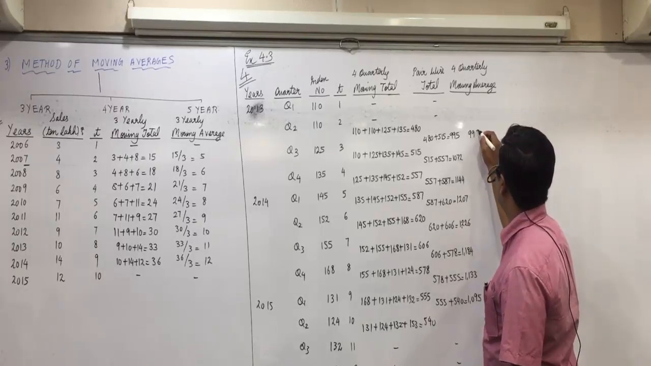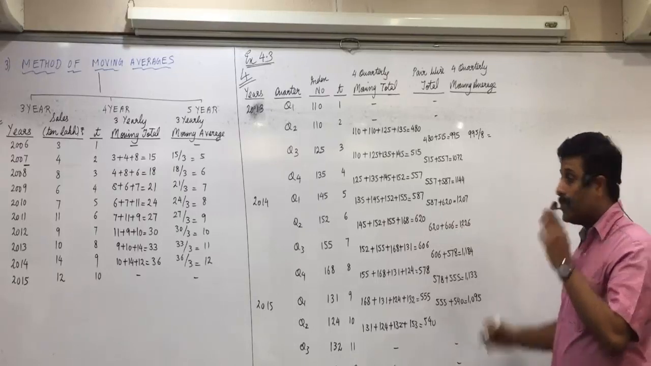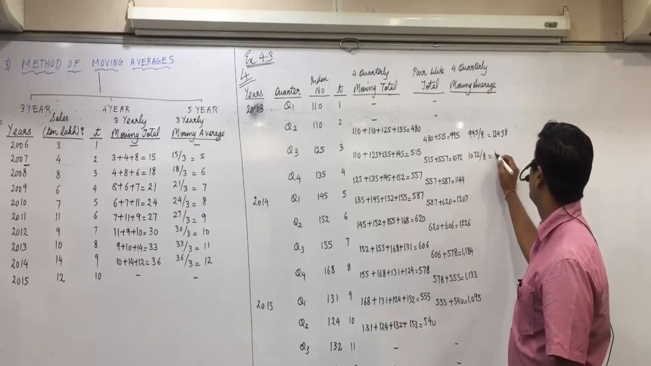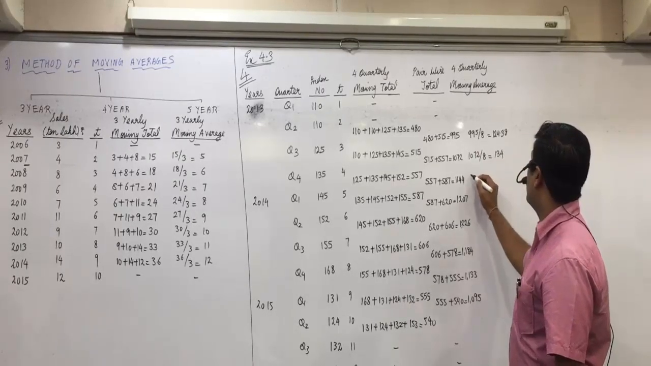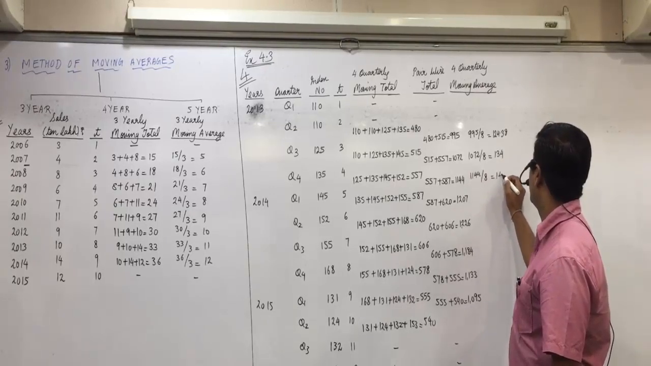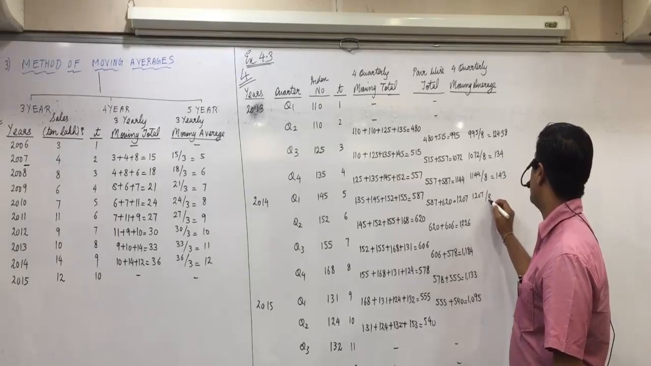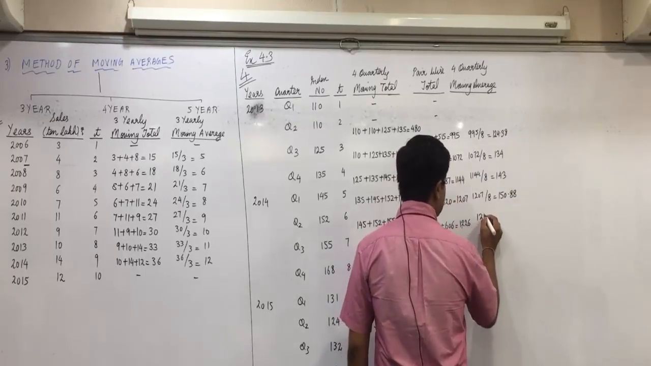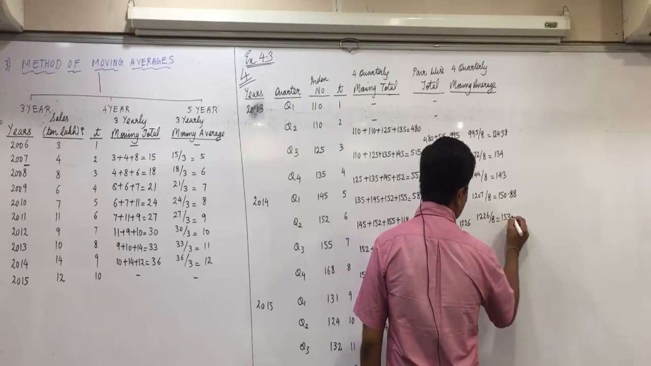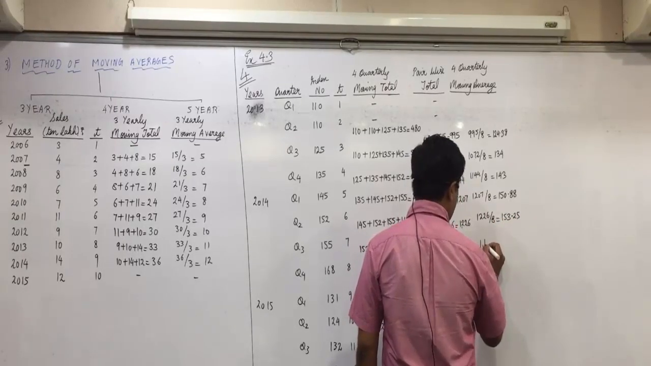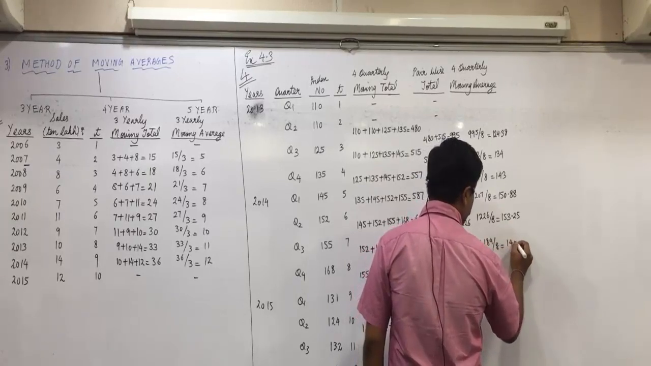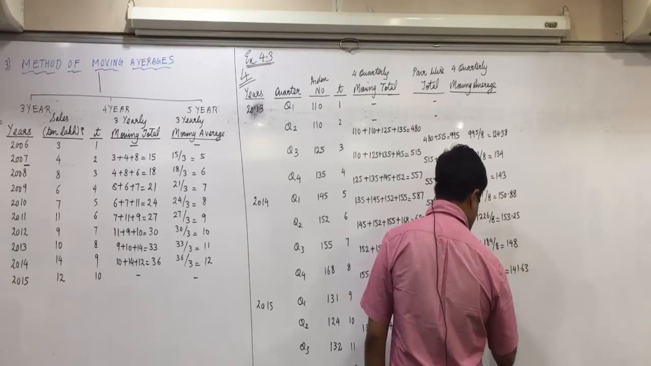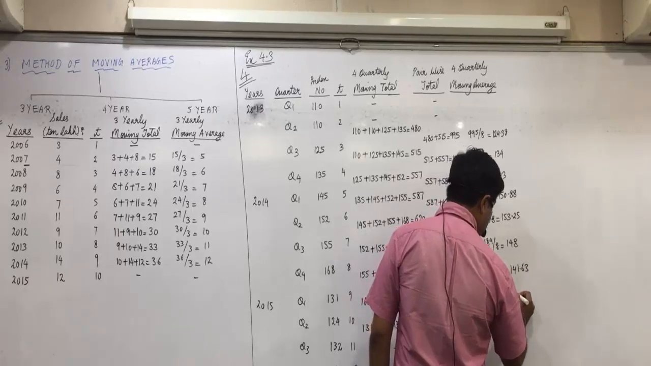So 995 divided by 8 equals 124.38. Now directly, 1072 equals 134. 1144 equals 143. 1207 equals 150.88. 1226 equals 153.25. 1184 equals 148. 1133 equals 141.63. And 1095 equals 138.